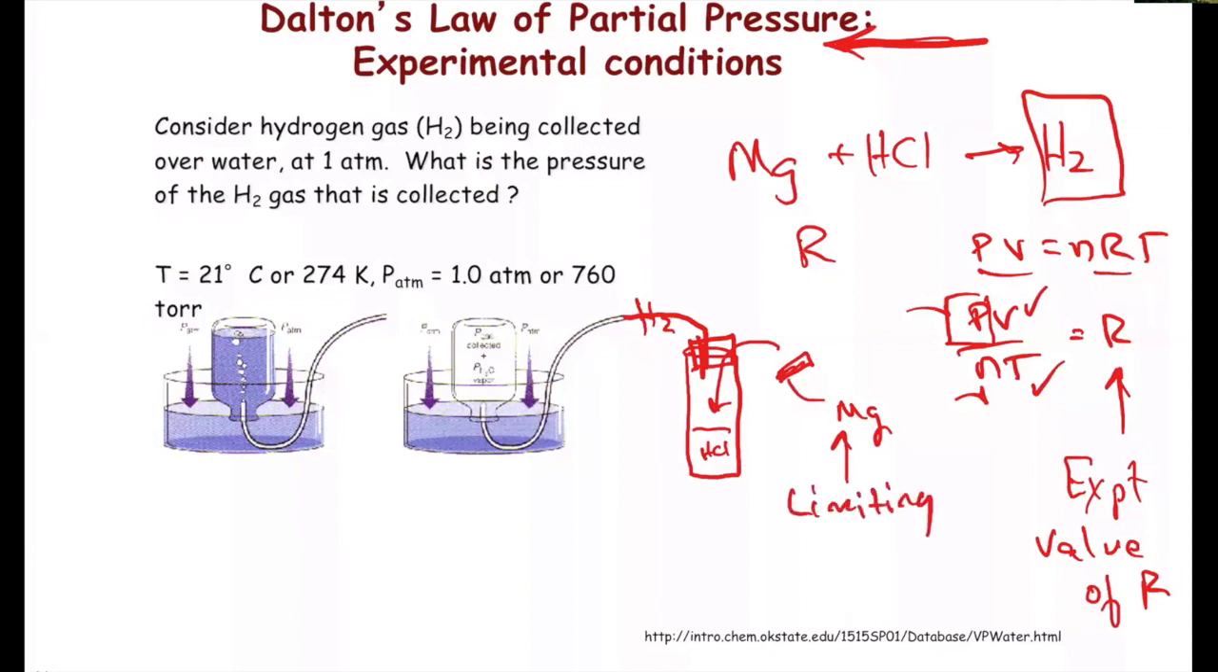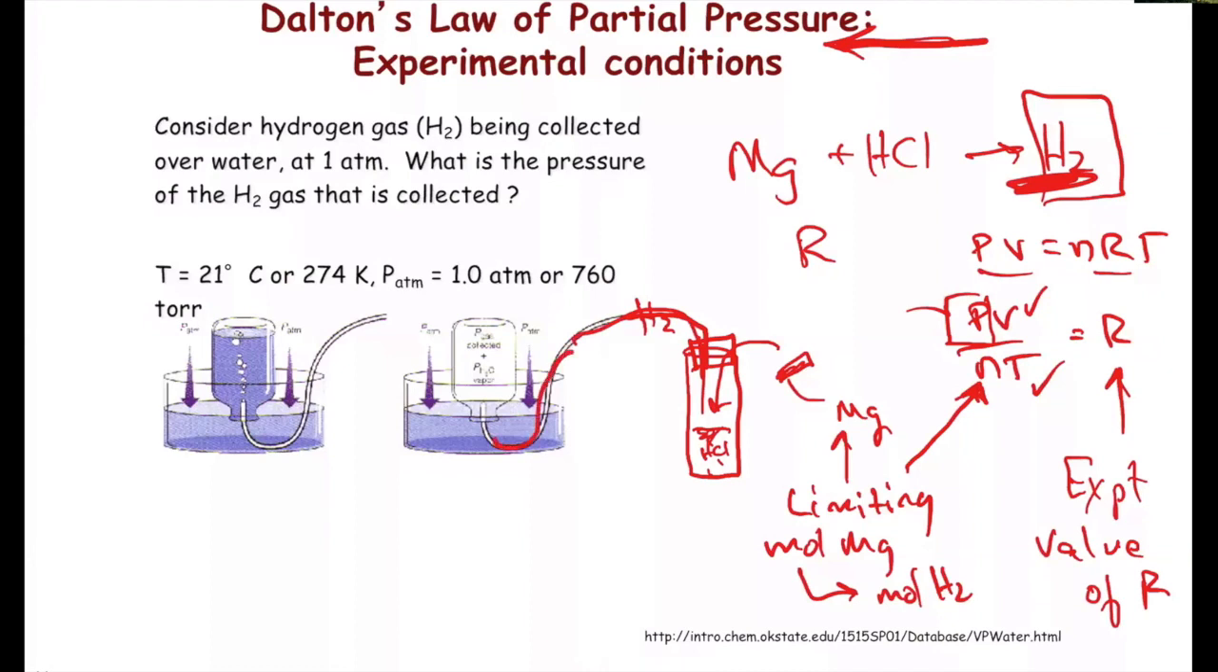So the moles of the magnesium will give you the moles of the hydrogen. That's how you calculate that right there. Okay. This reaction takes place in here, and then it's going to release hydrogen gas. So the hydrogen gas is going to come out this tube, and it's going to be collected over water.